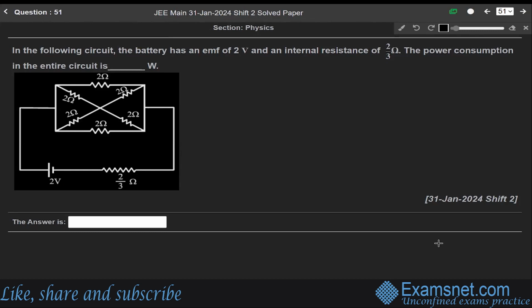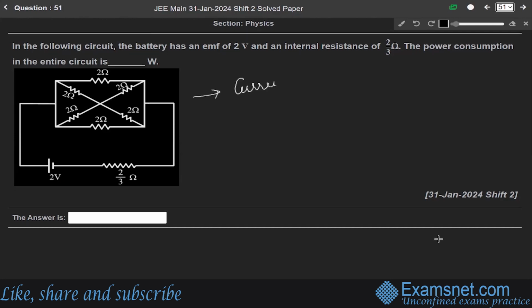So the next question is 51. In the following circuit, the battery has an EMF of 2 volt and an internal resistance of 2 by 3 ohm. The power consumption in the entire circuit is, we have to find the power. Okay. So this question is from the chapter of current electricity.